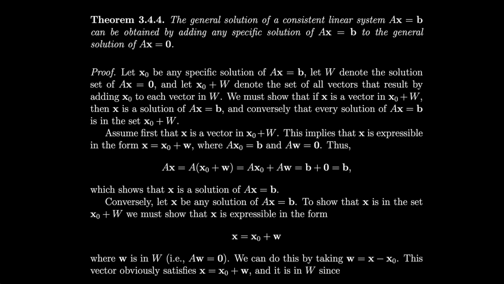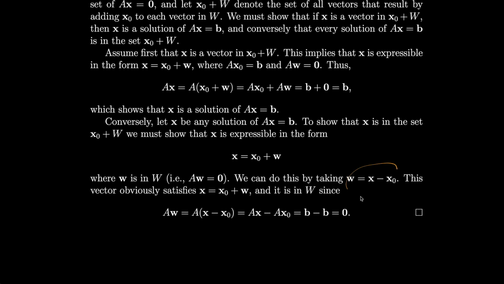Now, let's let x be any solution of Ax equals b. To show that x is in the set x naught plus W, we must show that x is expressible in the form x equals x naught plus w, where w is a vector in capital W, which is the same thing as saying that Aw is equal to 0. We can do this by taking w equal to x minus x naught. Obviously, if we plug in x minus x naught, the x naught cancels and just gives you x. It must be in W, since A times w is A times x minus x naught. Distribute the A again, you get b minus b, which is 0.